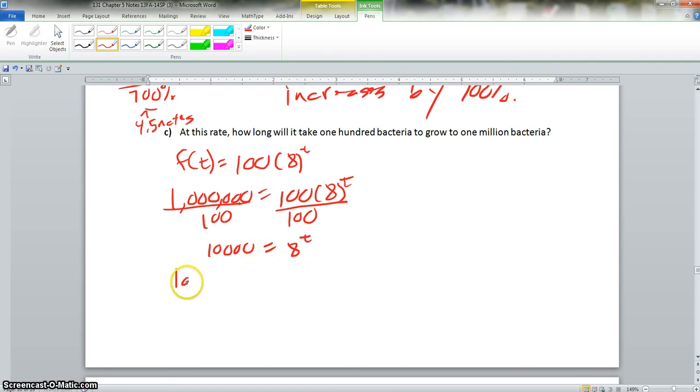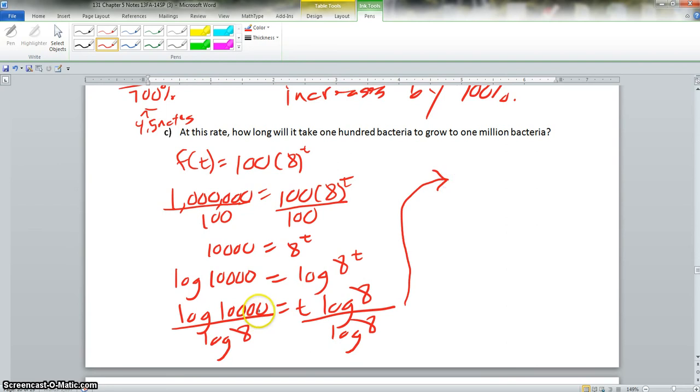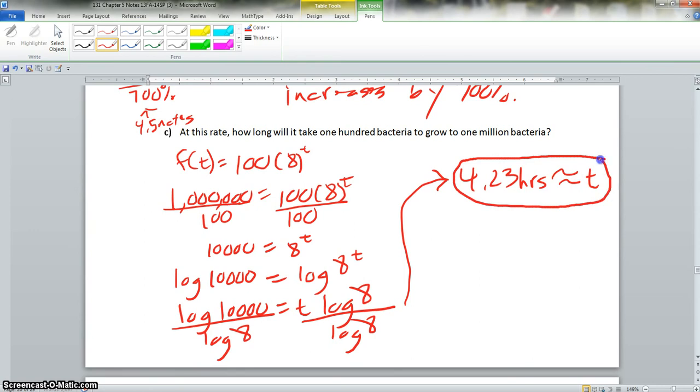Now, we'll take the log of both sides. So we have a log of 10,000 is equal to log of 8 to the t. Now, of course, we move the t out front, which we learned in the last lesson, which was section 5.3. So we have t times log of 8. Now we'll divide each side by log 8. Log 10,000 divided by log 8 will give us approximately 4.23 hours, which is approximately equal to t. And that is our final answer.